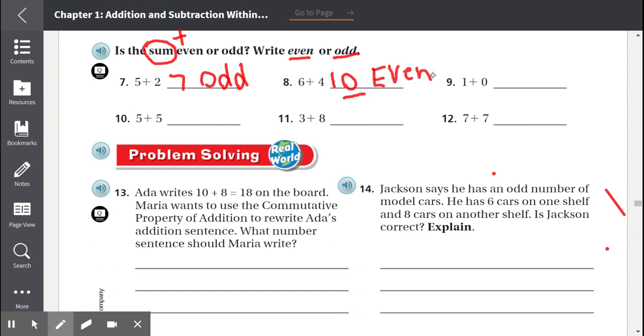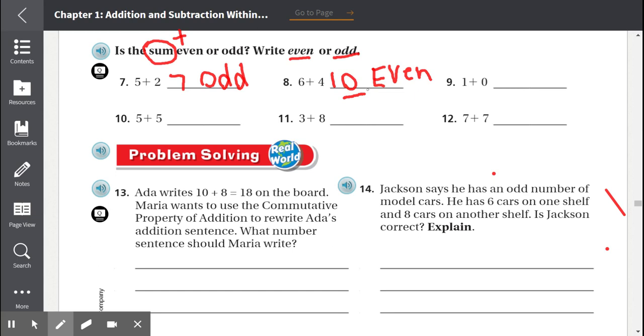Now, if it ends in 0, it is even. We always look at the last number, the number at the end. So 10 has two numbers. Since it ends in 0, that's the number we use to find if it's even or odd. So 10 is even because it ends with 0.